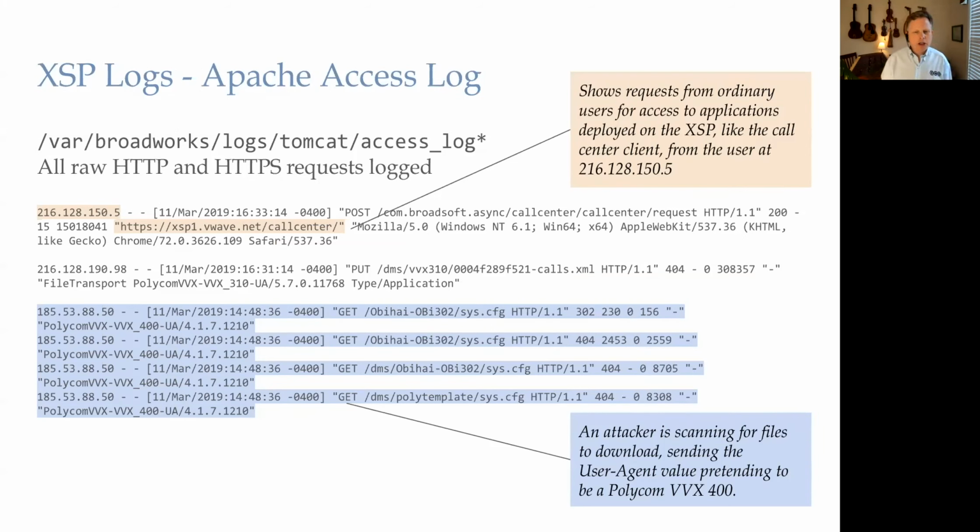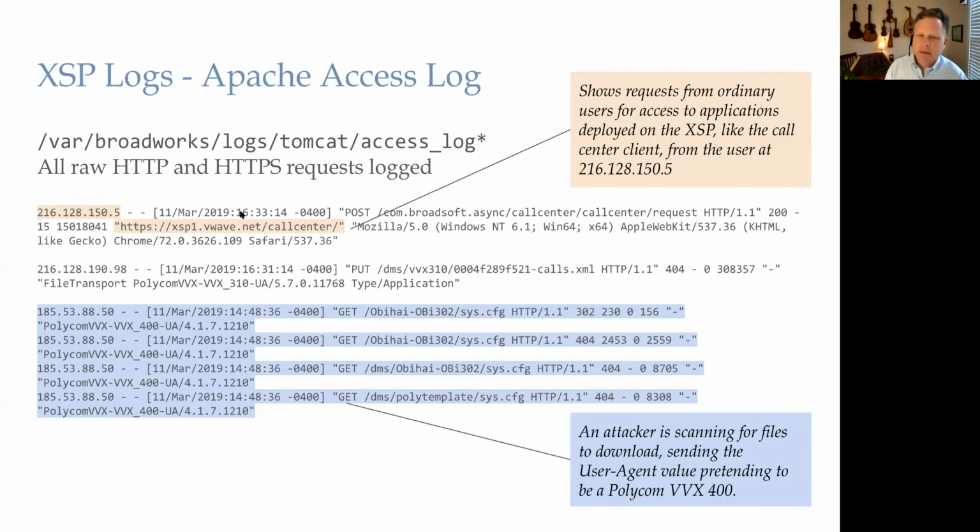So the XSP also has log files that are worth looking at. Here's an example from the Apache logs, or in particular the Tomcat logs, that show how files are downloaded. This is updated for release 22. The directory here changed in release 22. So the HTTP and HTTPS requests are actually logged, and so here we have requests for user applications. Ordinary user applications deployed to the XSP show up here.